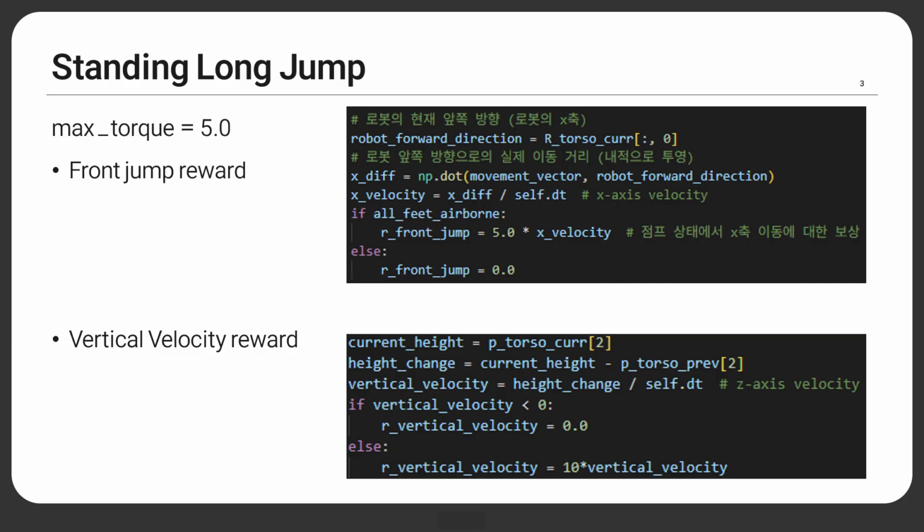The second one is vertical velocity reward, and it's proportional to its velocity along the z-axis. It is used only when the value is positive, which means only going up in the jump is counted.